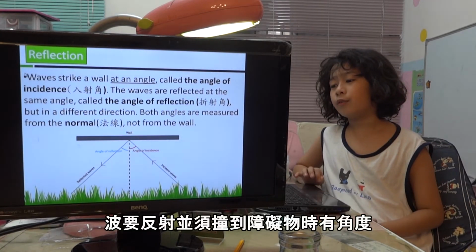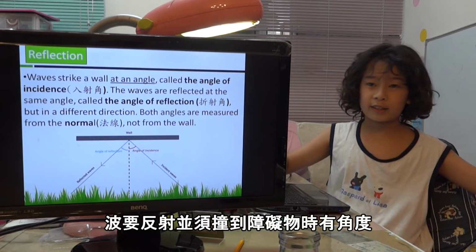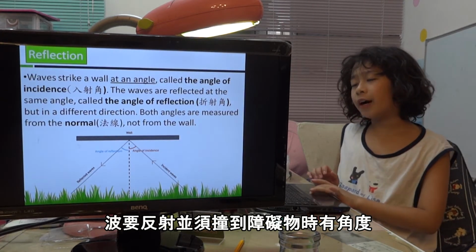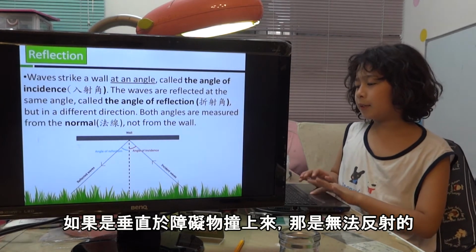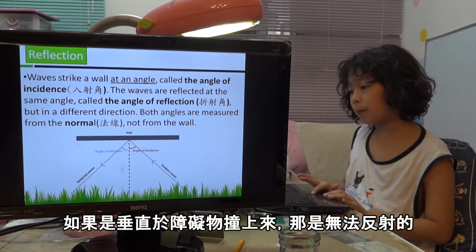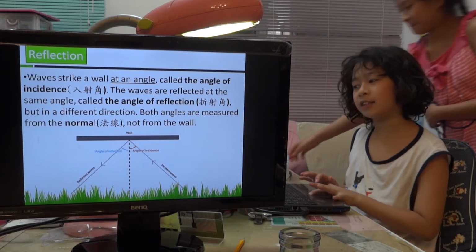Reflection. Okay, then it's like a wave striking a wall at an angle. Well, why at an angle? Because if it strikes perpendicular to the wall, the bounce back will be the same, just in a different direction.